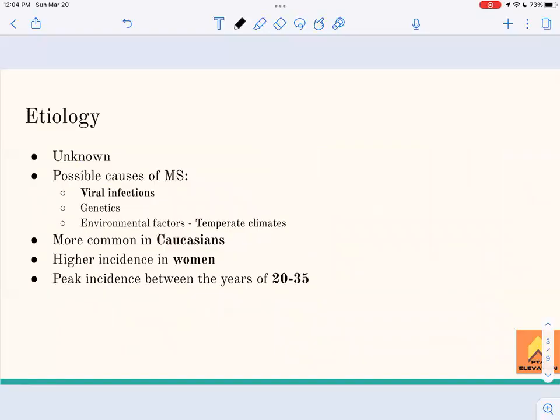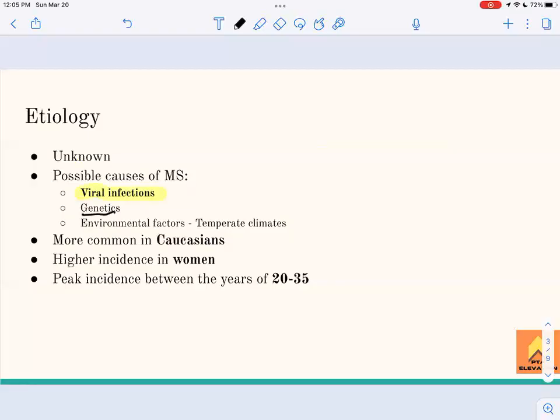So etiology, our cause is mostly unknown, but we're thinking a lot of times that it's caused by a viral infection. That's the same thing we'd see with Guillain-Barré. We're thinking it's some sort of viral infection causing some sort of autoimmune reaction, which is essentially what MS ends up being, just the body attacking its own myelin sheaths in the central nervous system, and then it's not working. So that's not good.